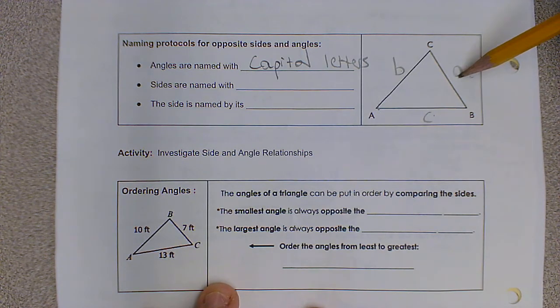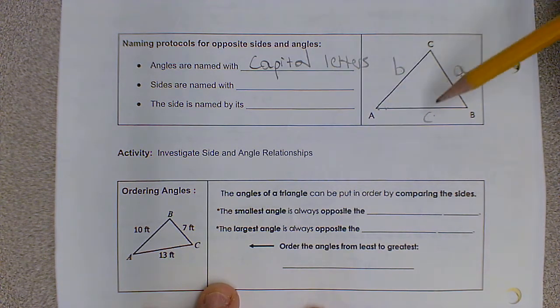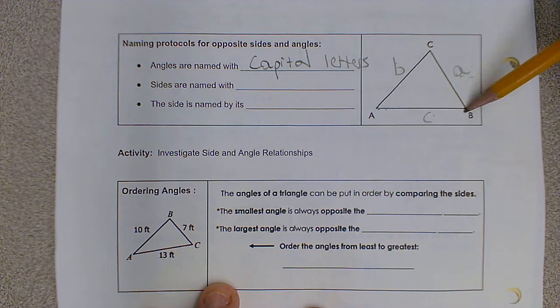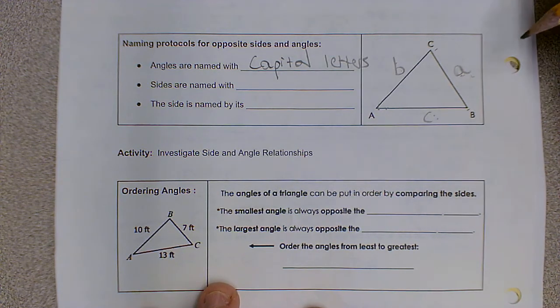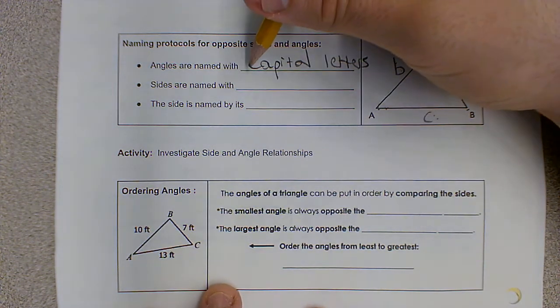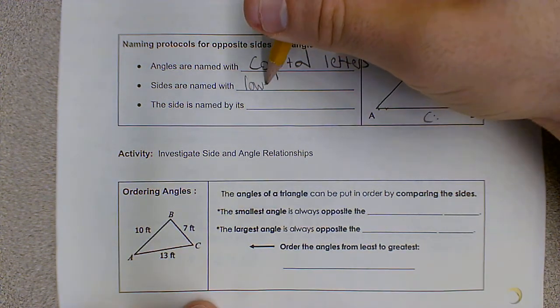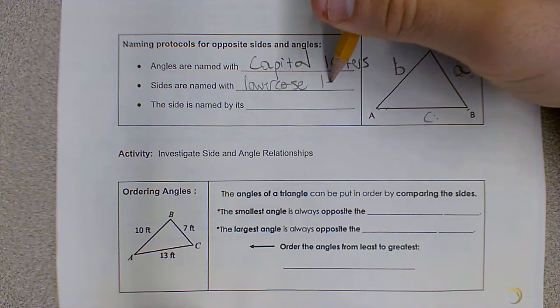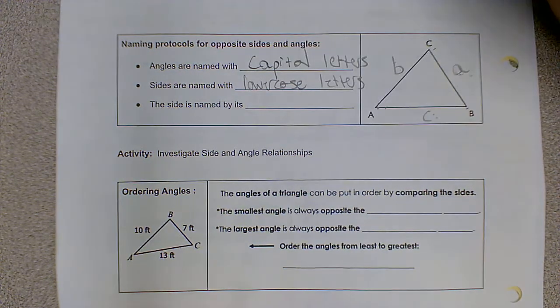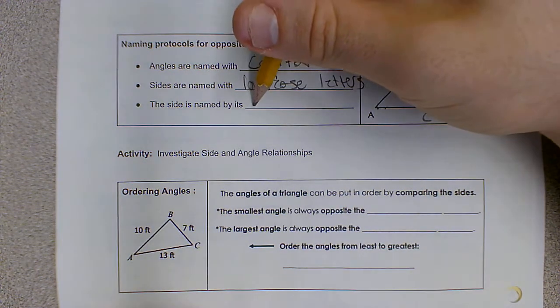So side A is across from angle A. Side B is across from angle B. Side C across from angle C. We use lowercase letters to know they're different. So sides are named with lowercase letters. And a side is named by its opposite angle.